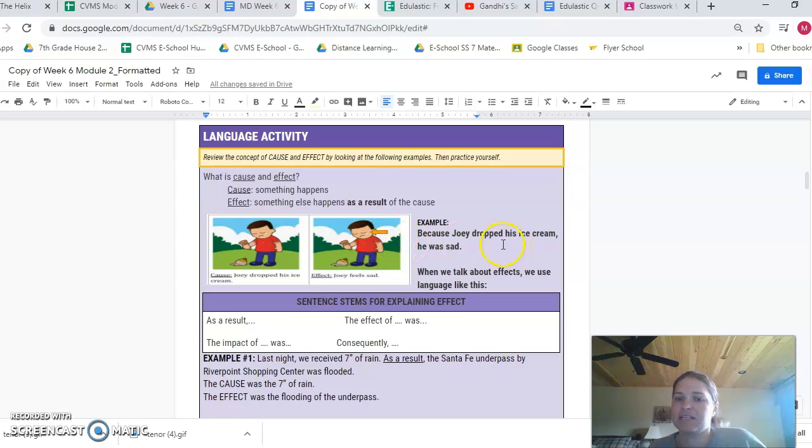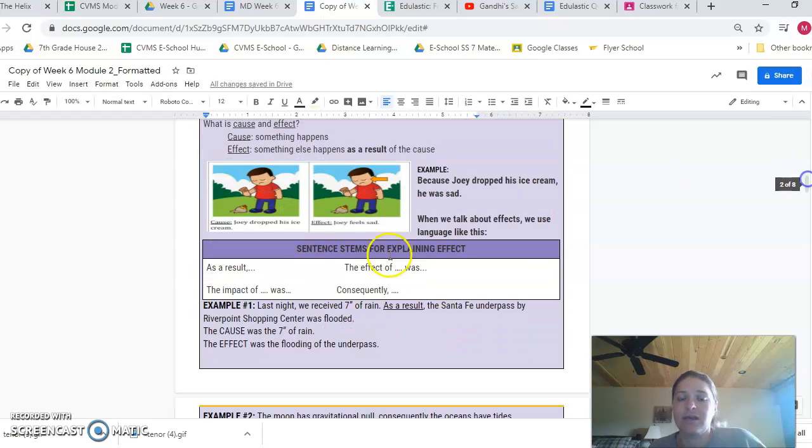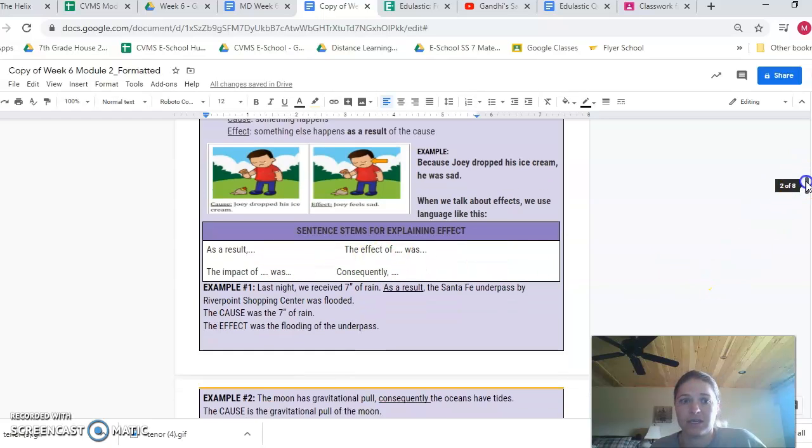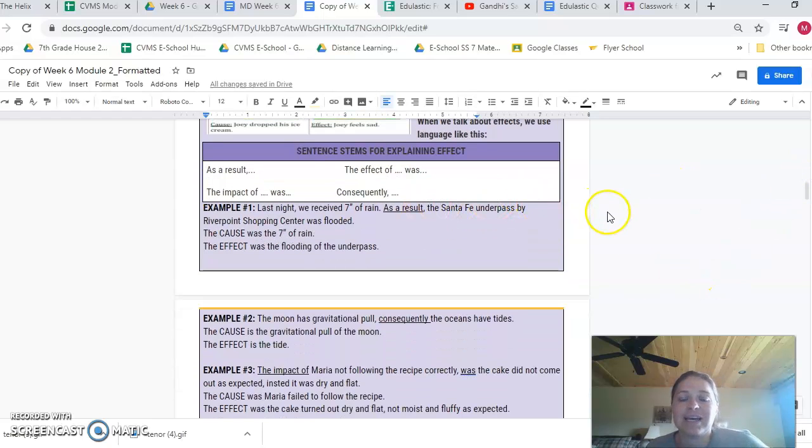When we talk about effects, we use language like, as a result, the effect of, the impact of, or consequently. So the first example here is, last night we received 7 inches of rain. As a result, the Santa Fe underpass by the River Point Shopping Center was flooded. So the cause was that 7 inches of rain occurred, and the effect was that the underpass flooded.